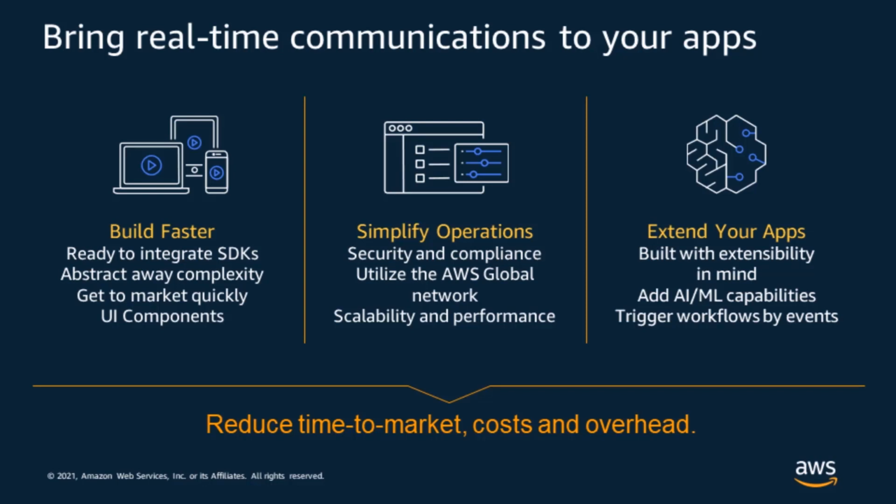Across media services, phone integration, and messaging, the aim is to help builders build faster by abstracting away complexity and accelerating development with features like UI components. To simplify their operations by providing security and compliance, utilizing the AWS Global Network, and providing scalability and performance. We also aim to allow developers to extend their applications by adding AI ML capabilities natively or through integration with other AWS services. Features like AWS Event Bridge and Amazon Kinesis integration can also be used to trigger workflows with events.